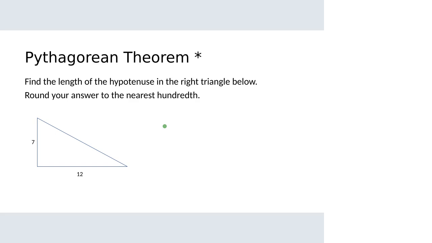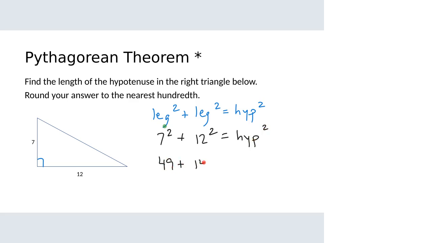So find the length of the hypotenuse in the right triangle below. Round your answer to the nearest hundredth. So right triangle, we know 2 of the 3 sides. So we are going to use the Pythagorean theorem. In this case, I can plug those legs in and have 7 squared plus 12 squared is hypotenuse squared. And so that's 49 plus 144 is my hypotenuse squared. And 49 plus 144 is 193 is hypotenuse squared.